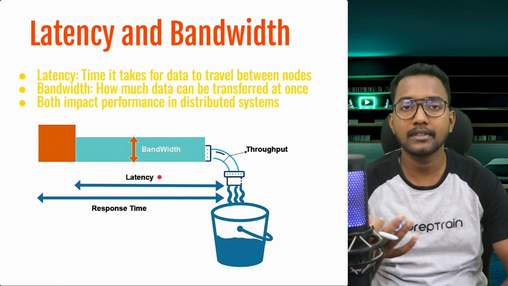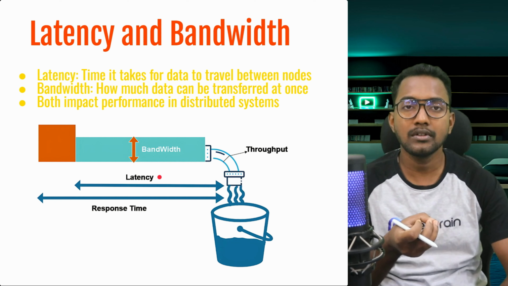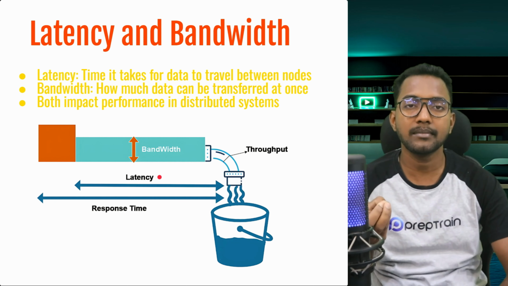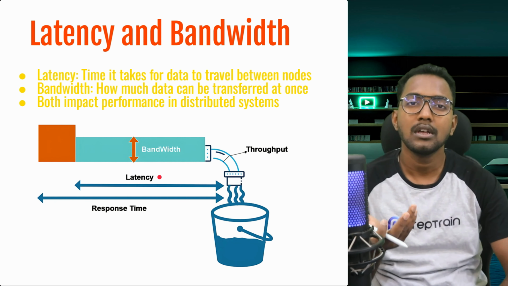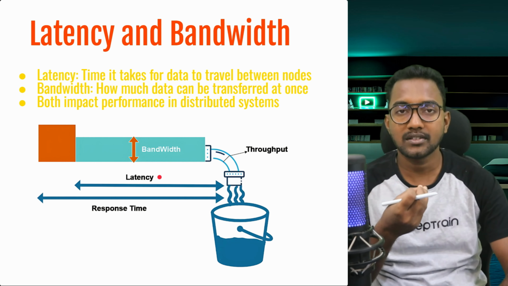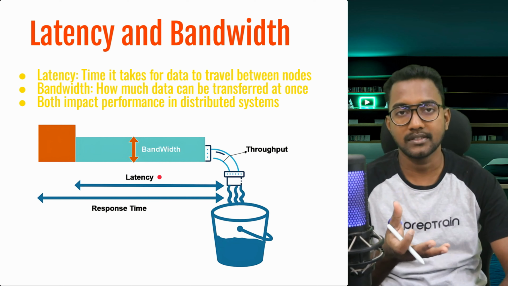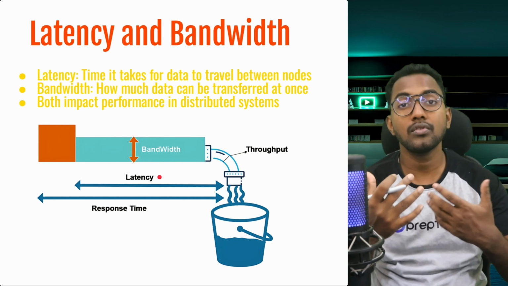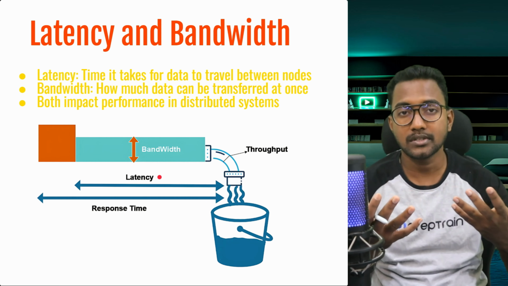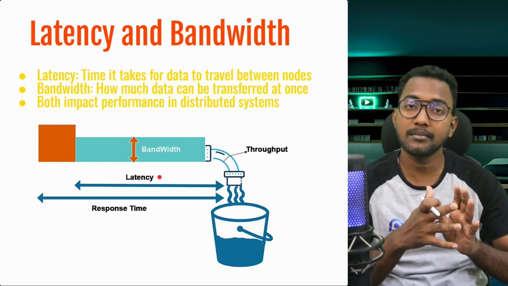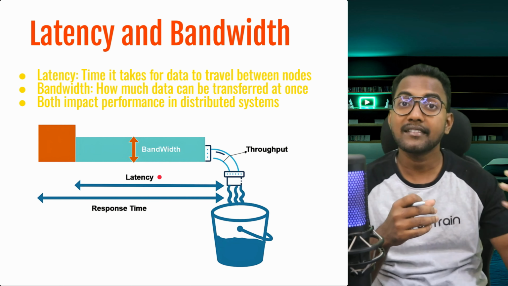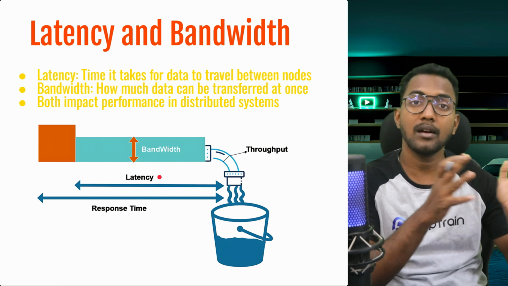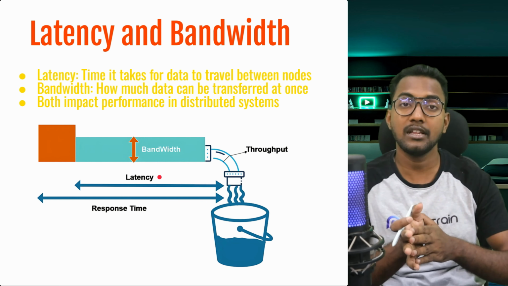It slows everything down, and even if the latency is low, if the bandwidth is restricted, the system can still slow down, because not enough data can pass through at once. Both latency and bandwidth impact the overall performance of a distributed system, and it is important to design a system that minimizes latency and maximizes bandwidth to ensure that data moves both fast and efficiently between the nodes.